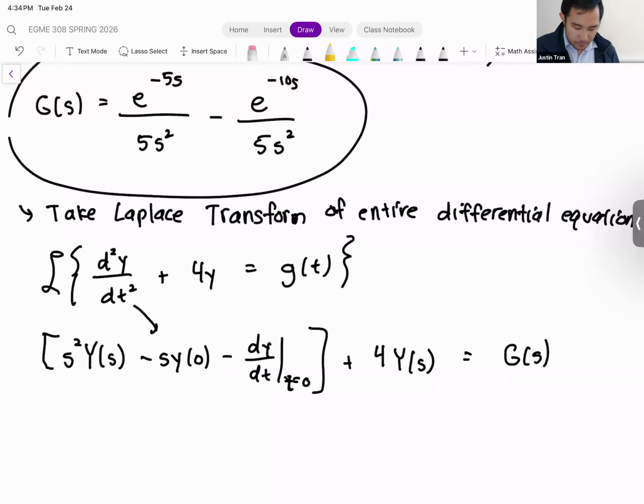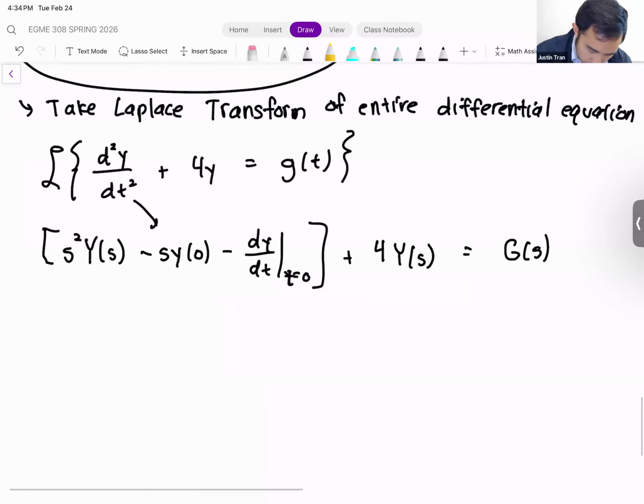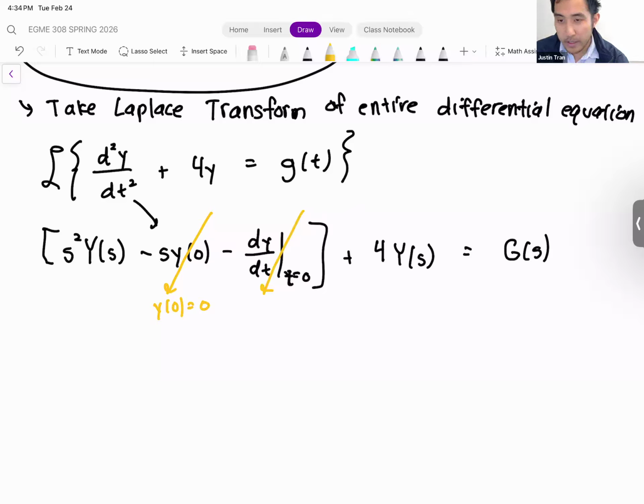Okay, good. All right, so from here, the next step is always going to be to plug in our initial conditions. Let's plug in for y of 0 and dy/dt at t equals 0. If we go way back to the start of the problem, we know that y of 0 is equal to 0, and we also know that dy/dt at t equals 0 is also 0 for this problem.